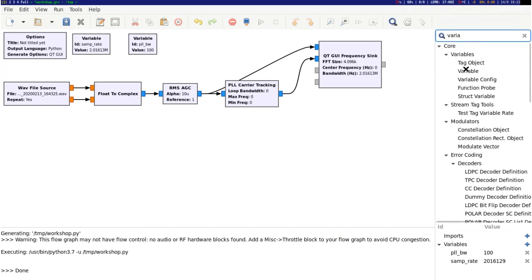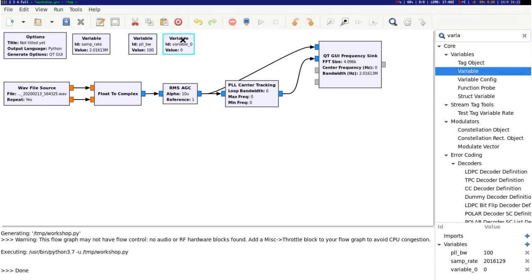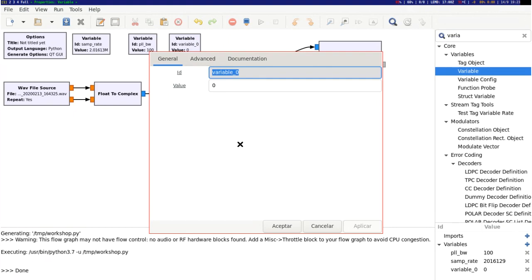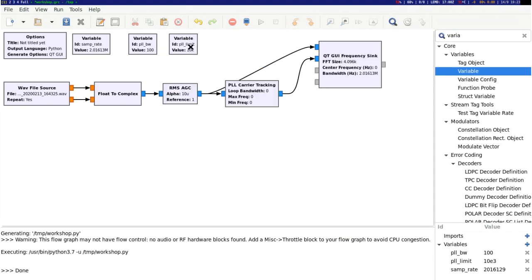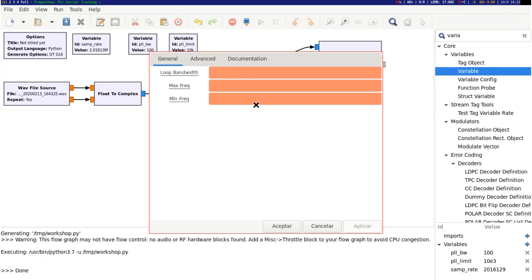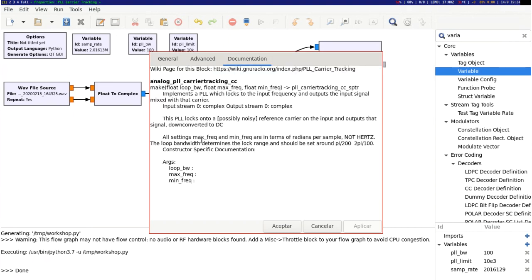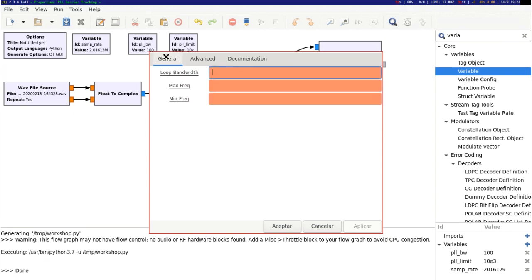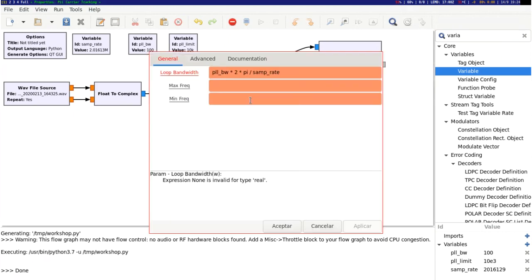And then we also have a variable which I can use to set the PLL limit. This is the frequency limit it will try to lock on, so 10 kilohertz is okay. And something important about many of these blocks is the units. In the documentation, you probably can see the units are not hertz, but rather radians per sample. So to convert from hertz to radians per sample, we can multiply by 2 pi and divide over the sample rate. And here I'm using pi.